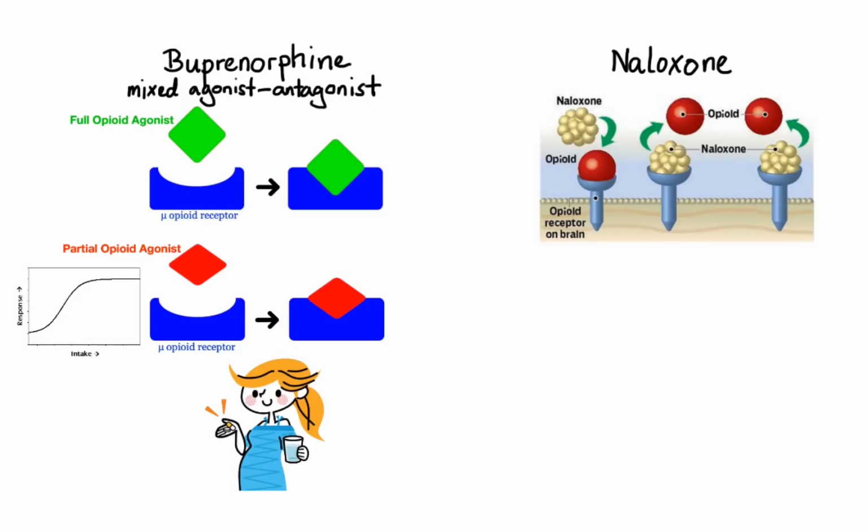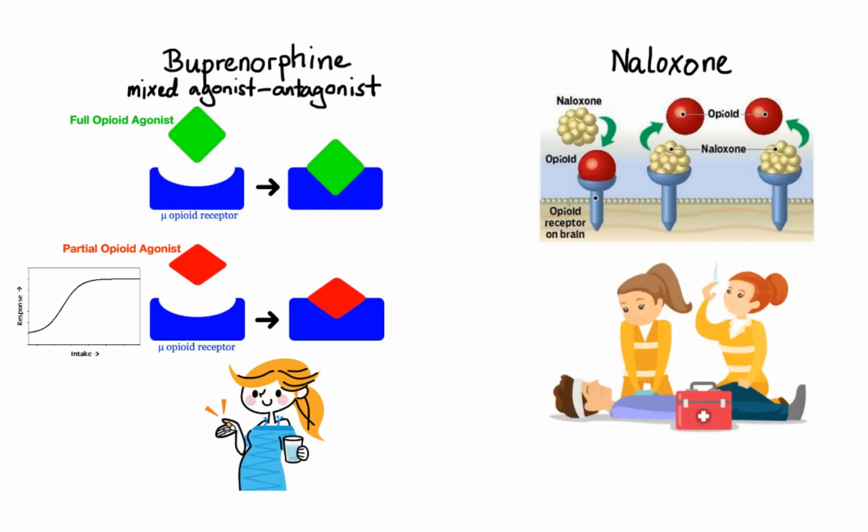So during an emergency situation, when a person's breathing has slowed down or stopped due to an opioid overdose, naloxone can quickly restore normal breathing and save the life.